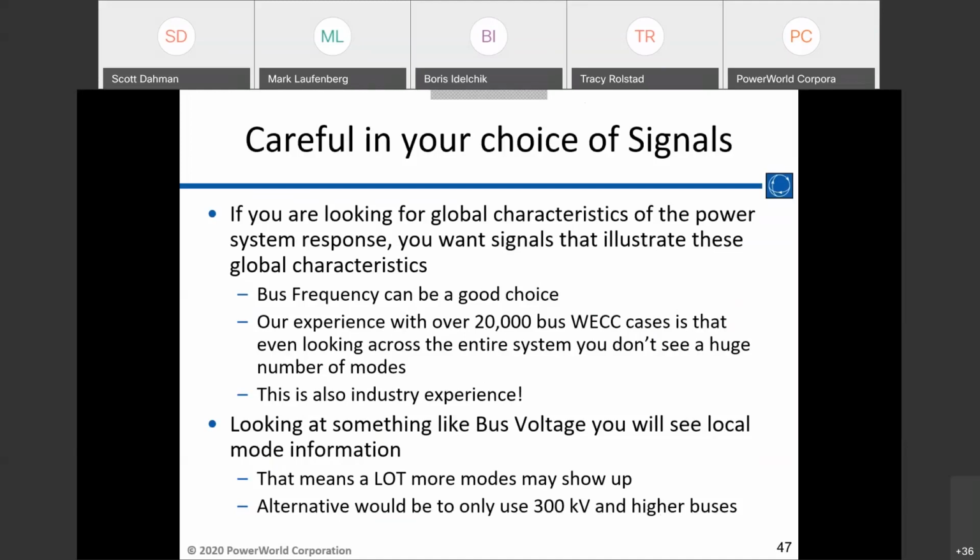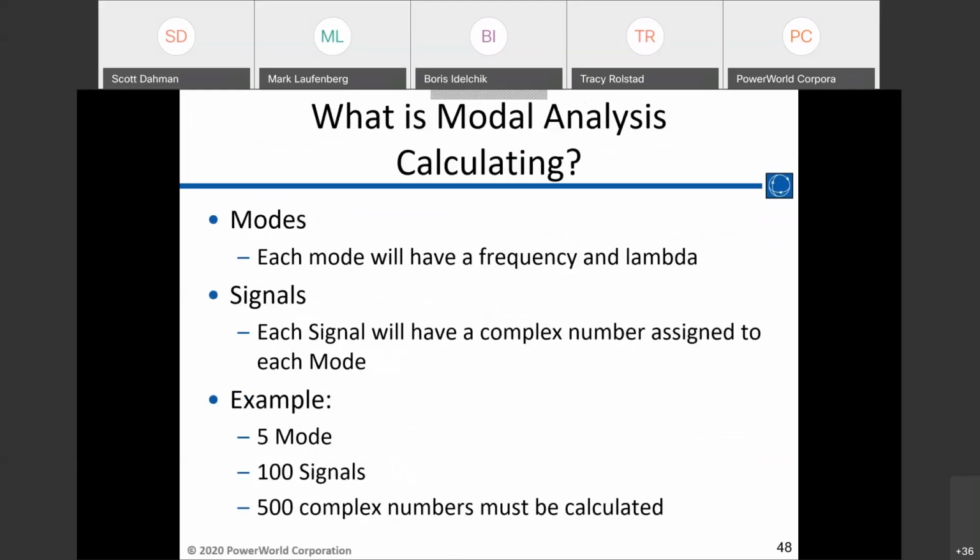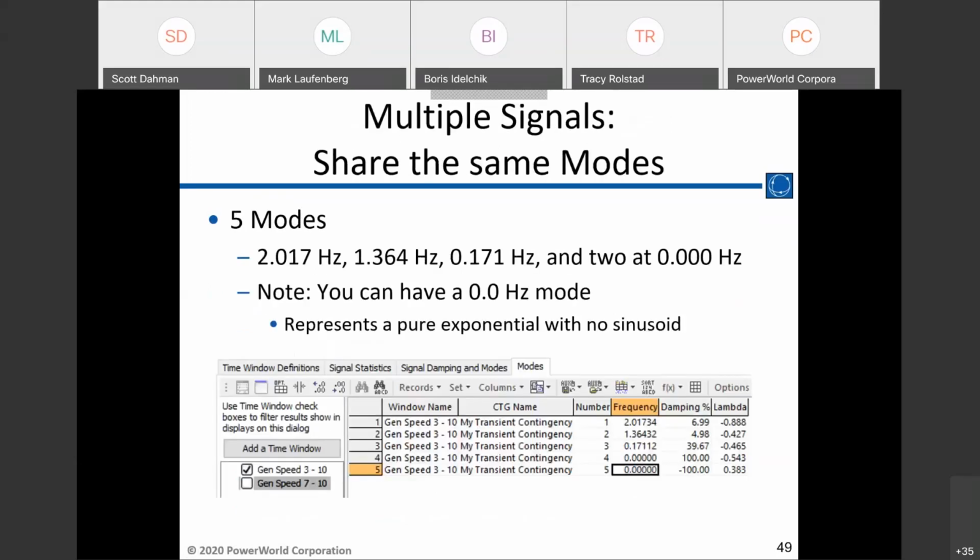So you just have to be careful about what you choose as your signals, and I'll show that in a big system shortly. All right, so modal analysis, the result of it is you're going to get a list of modes. Each signal is going to have a complex number associated with that mode. So just numbers-wise, if I had 5 modes and 100 signals, the modal analysis is going to be calculating 500 complex numbers in the background that describe each signal and how it fits to modes. As again, they share the same mode.